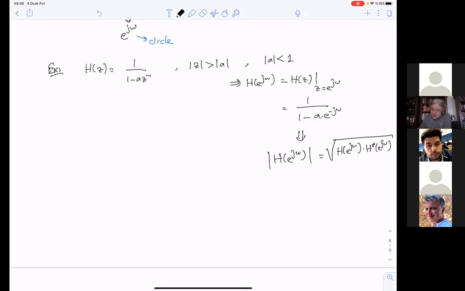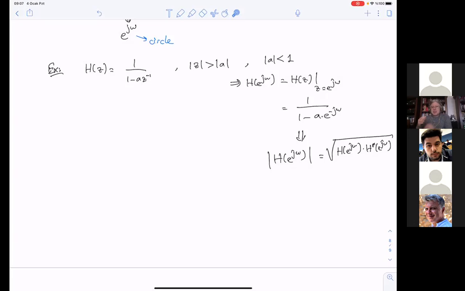It's still manageable. You can, for example, see that when omega is small, like omega is equal to 0, let's say, then e to the minus j omega will become 1, and 1 over 1 minus a, if a is positive and less than 1, will reach its maximum.